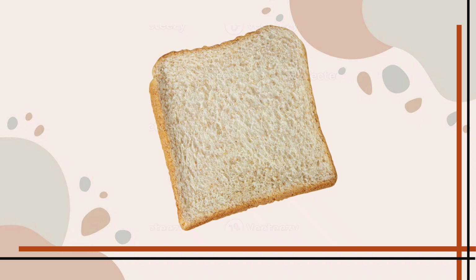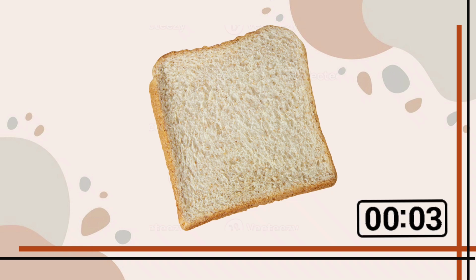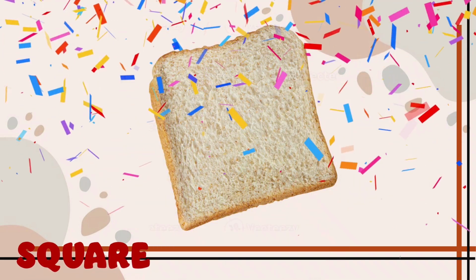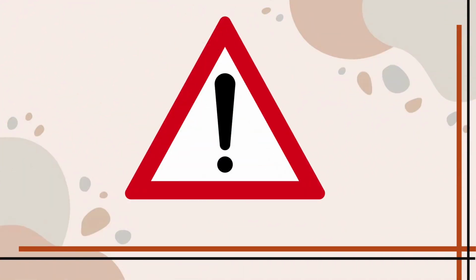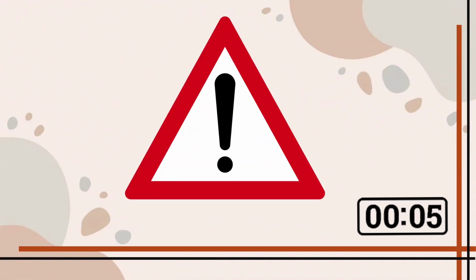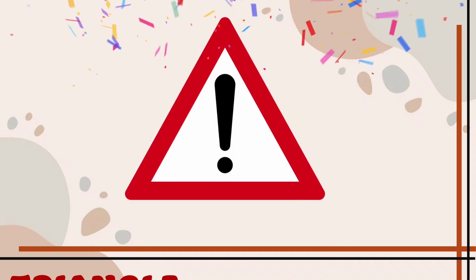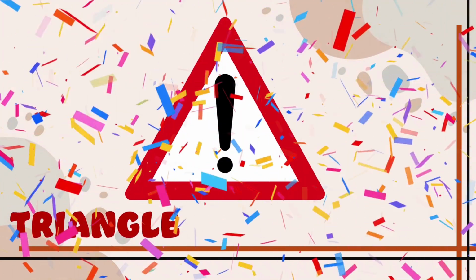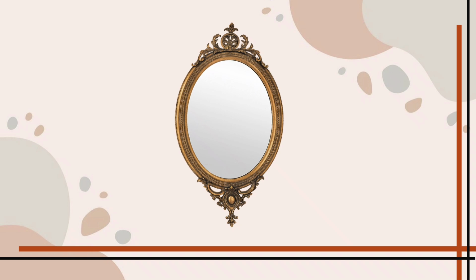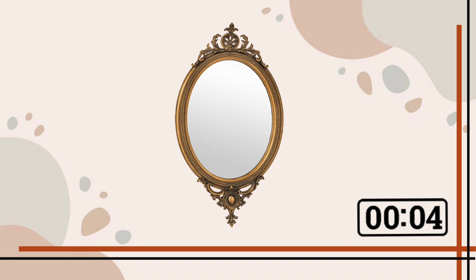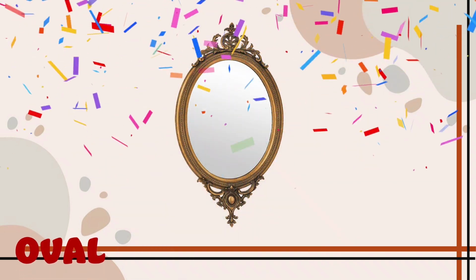Name the shape of this slice. Yeah, it's a square. What's the shape of this signboard? Superb, it's a triangle. Name the shape of this mirror. Yes, it's an oval.